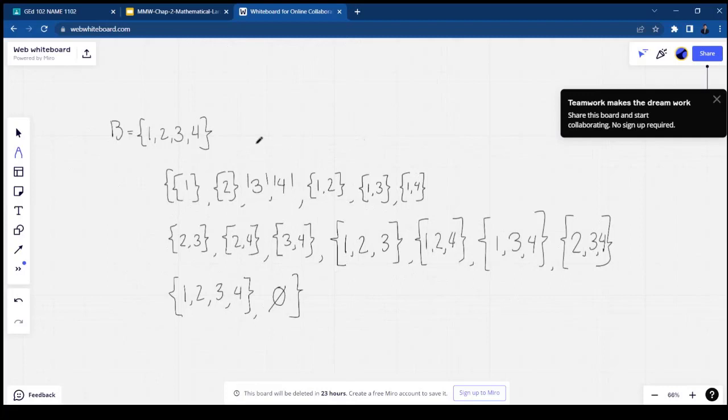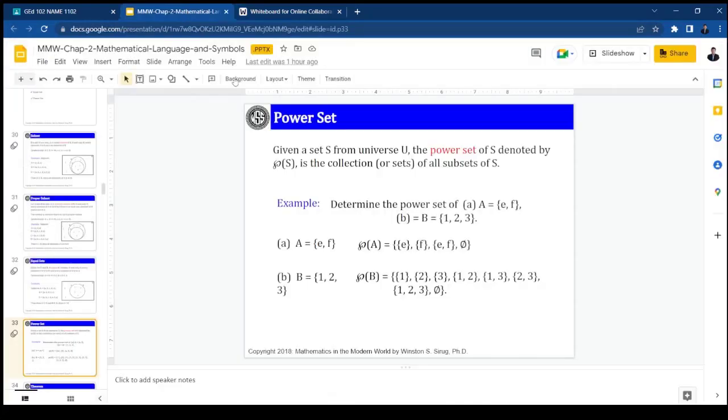Sa isang set na ganito. Okay. Nagets na ba? O paano yung power set? Opo. Okay. So, next. Next tayo.